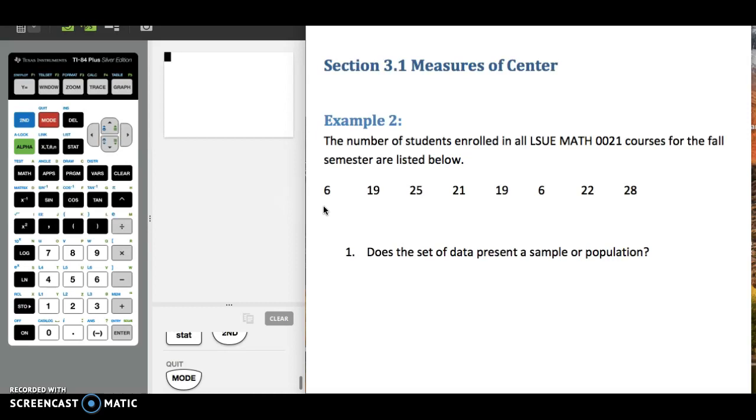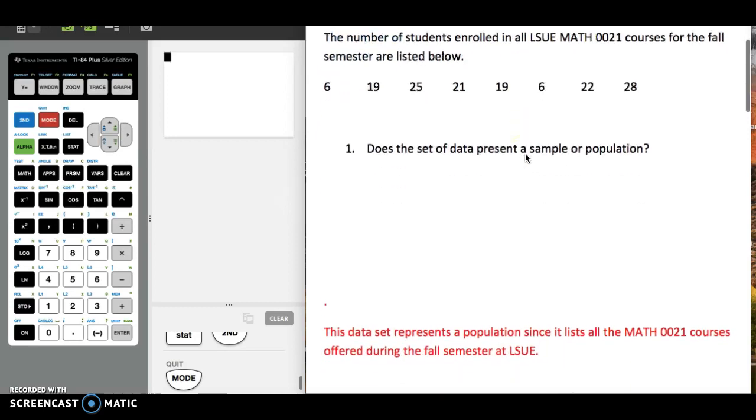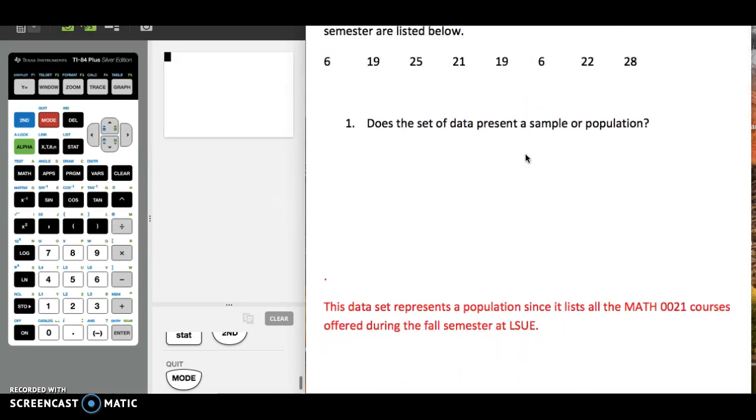Does this data set represent a sample or a population? Well, since all the LSUE Math 0021 courses, the number of students in all of them are listed, it represents a population. If I would have randomly selected 3 courses, then that would have been a sample. But the keyword all here lets us know that it is a population. So the data set represents a population since it lists all the Math 0021 courses offered during the fall semester at LSU Eunice.